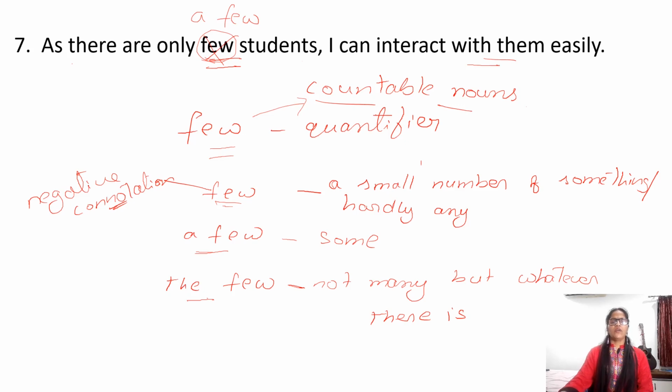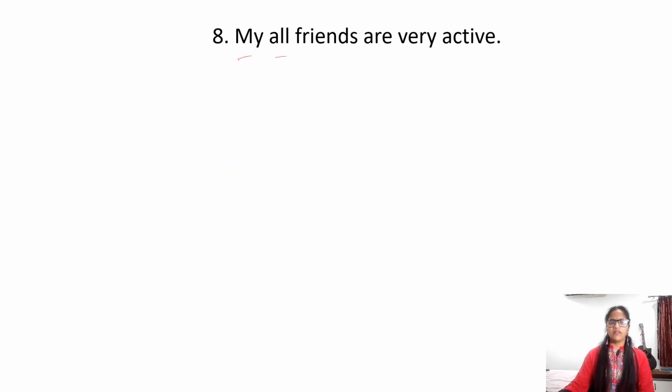As there are only a few students, I can interact with them easily is the correct answer. Next one, my all friends are very active. Possessive pronoun comes right before a noun. Now what is a noun here? Friends. And what is a possessive pronoun? My. Possessive pronoun should come right before a noun. So all my friends are very active is the correct answer.